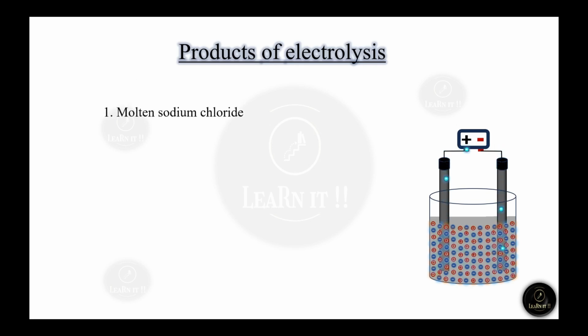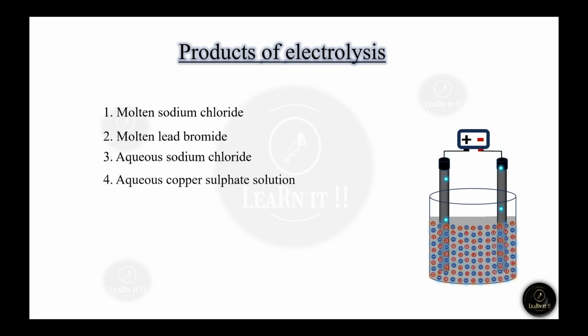First one is molten sodium chloride, second one is molten lead bromide, third one is aqueous sodium chloride, fourth one is aqueous copper sulfate solution, fifth one is water, sixth one is copper sulfate, but we are using copper electrodes, and seventh is sulfuric acid.